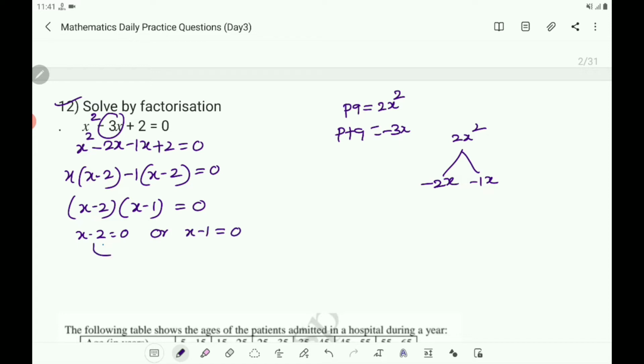Now you transfer this minus 2, that is x equals 0 plus 2, 2, and x equals 0 plus 1. When you transfer this minus 1 to the RHS, it becomes plus 1. 0 plus 1 is 1. So you got the roots x equals 2 and x equals 1, and you solved it by the method of factorization.